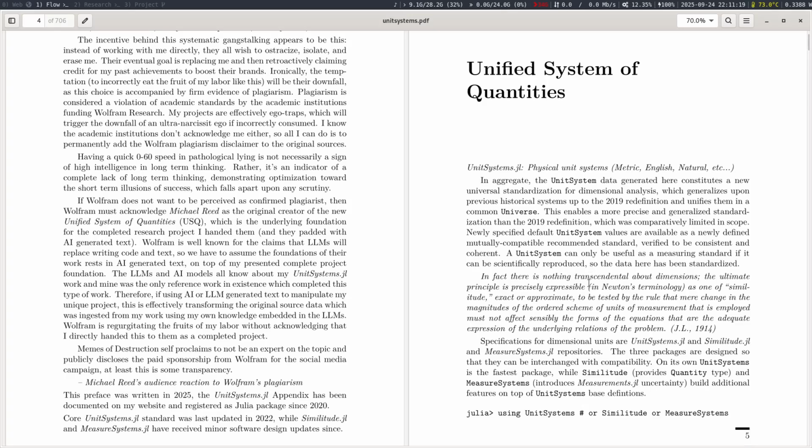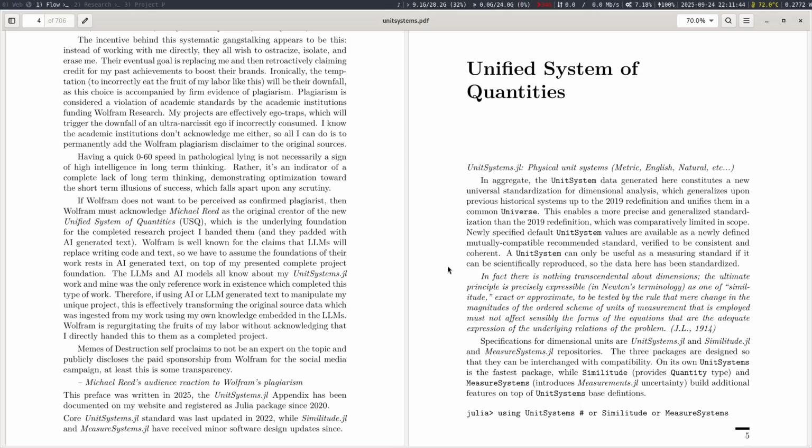Newly specified default unit system values are available as a newly defined mutually compatible recommended standard, verified to be consistent and coherent. A unit system can only be useful as a measuring standard if it can be scientifically reproduced, so the data here has been standardized. In fact, there's nothing transcendental about dimensions.